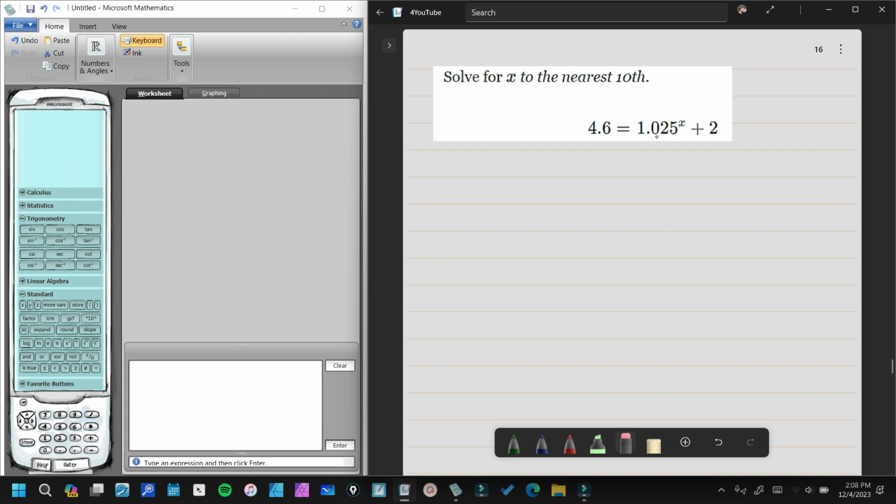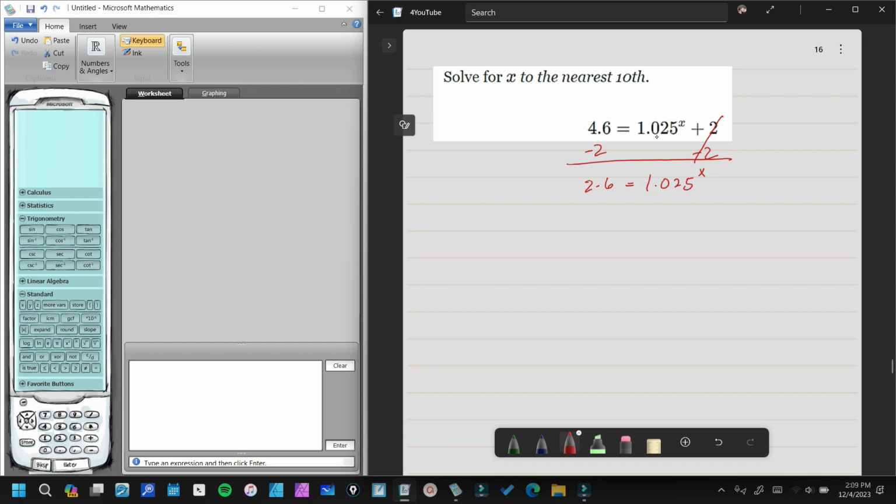So here the first thing we need to do is to subtract 2 on both sides, right? So 4.6 minus 2 is obviously 2.6 equals 1.025 raised to x. Now, in solving exponential equation using logarithm, the first thing we need to consider is to manipulate the equation in such a way that we only have two terms, one on the left and one on the right side. So like in this case.